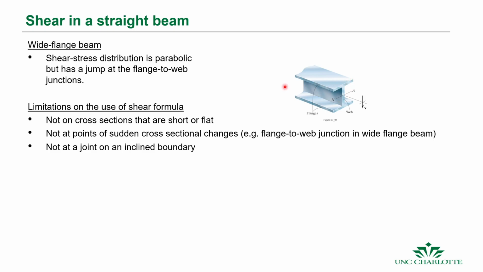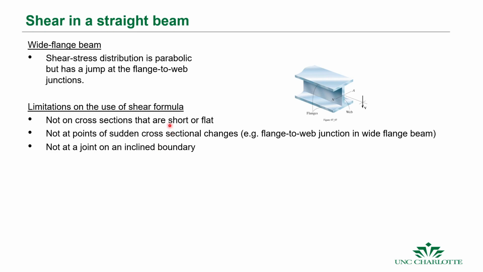Okay, and so we can use the shear formula for wide flange beams, but we shouldn't use the shear formula for cross sections that are really short or flat, and not at points of a sudden cross-sectional change, such as a flange to web junction in a wide flange beam, and not at a joint on an inclined boundary.